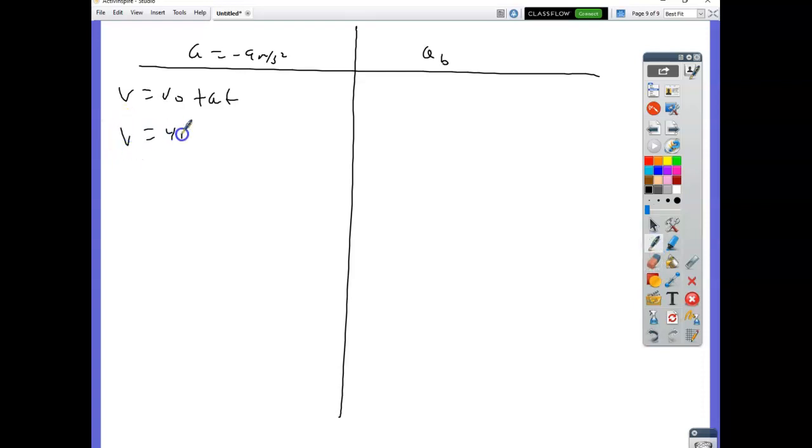V equals 45 plus -9 times how much time it takes before it hits the barrier, correct? I don't know that time, so that's two unknowns. I cannot solve that problem. Yeah. Next. So here's the distance.